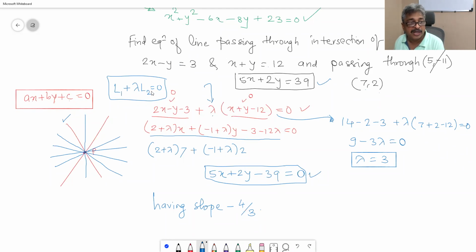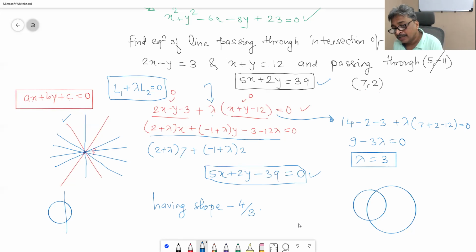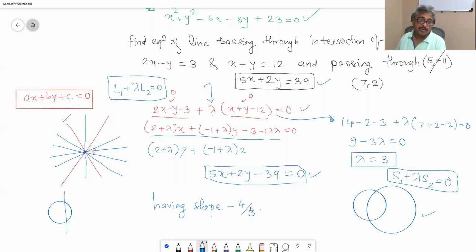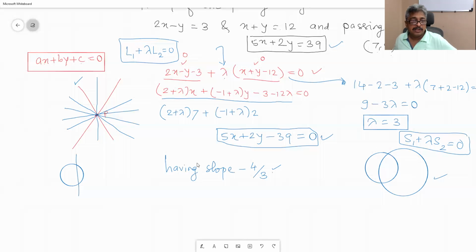It works for two straight lines. It works for circle and straight line. And in the remaining time we are going to solve one more problem where it will work for circle and circle: S1 plus lambda S2 equal to 0. I will give you an example for this, but meanwhile you just find out the equation of line. Maybe this is a little longer method, but just to enjoy what we are doing, this is our equation, right?